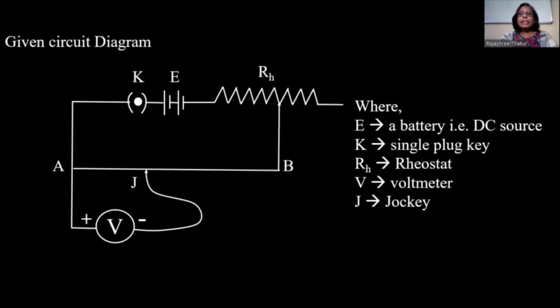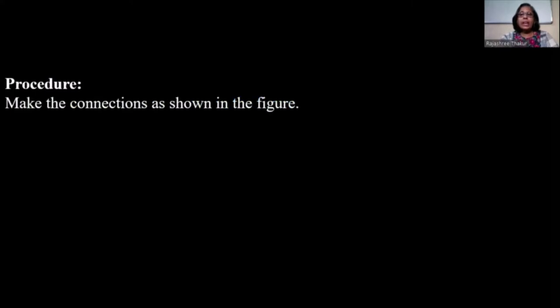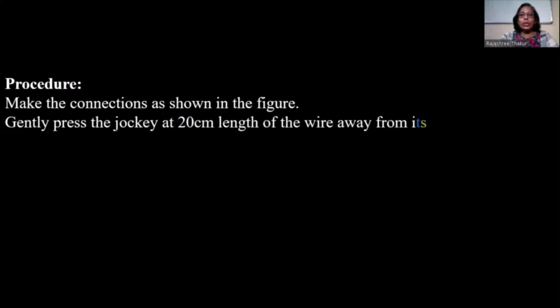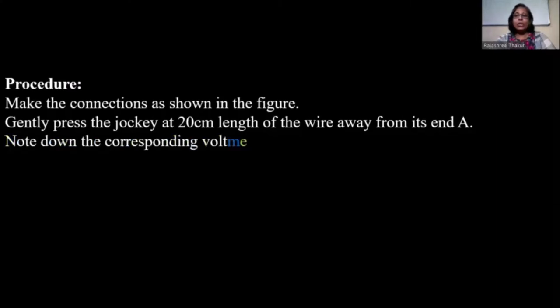Now, let us understand the procedure. Make the connections as shown in the figure. Then, you have to put on the source. After that, gently press the jockey at 20 cm length of the wire away from its end A. Note down the corresponding voltmeter reading.